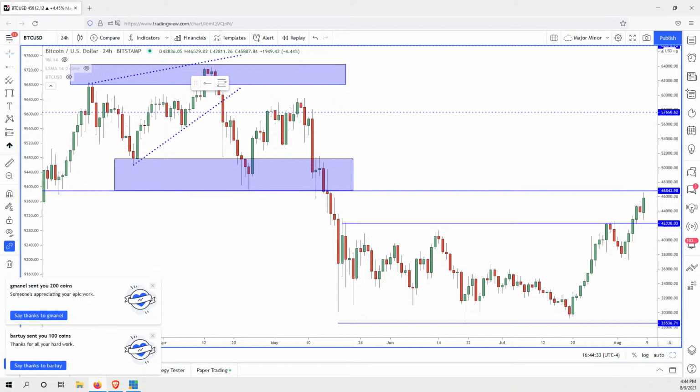So, like I said, focus on price, focus on levels, and focus on risk.